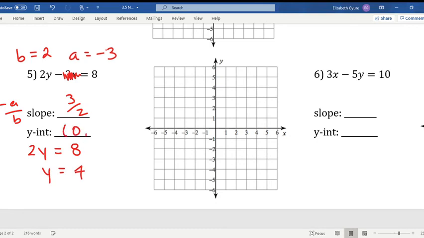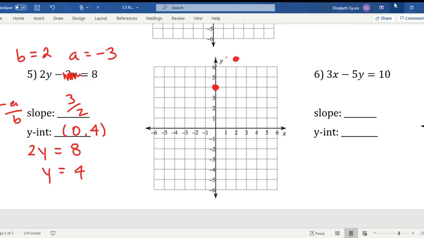0, 4. Now we have 0, 4, and 3, 2. So put a dot at 0, 4. And then how do you count out a slope of 3, 2? Is 3 going to fit great? No, but could I do it? Sure, you could. So we're going to count up 1, 2, 3 over 1, 2.